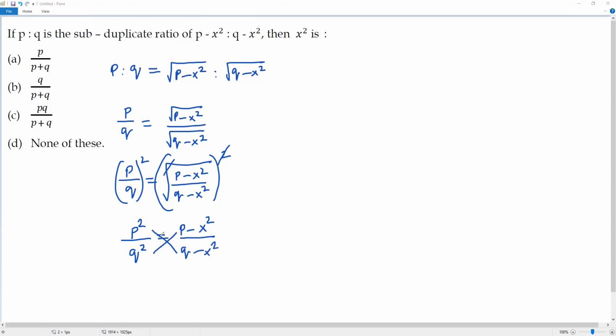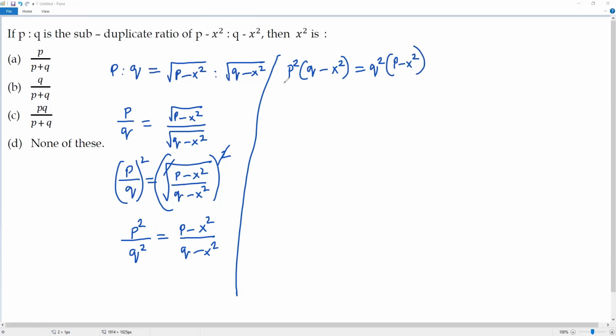Now let's do cross multiplication. That is, this numerator has to be multiplied by this denominator, and this numerator has to be multiplied by this denominator. Then we have P² times (Q − x²) equals Q² times (P − x²). Now we can distribute this P² to the terms inside the parentheses. Then we have P²Q − P²x². On the right side, we can distribute this Q² to this P. Then we have PQ². When I distribute this Q² to this −x², I'm getting −Q²x².